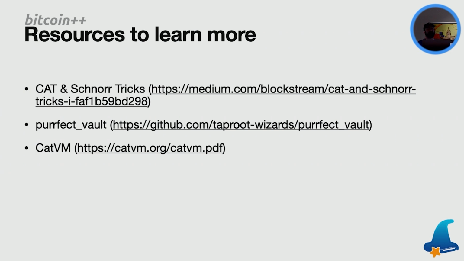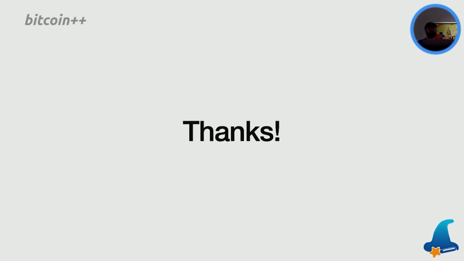And then if you want to read the CatVM book, it's at catvm.org. It is a great children's book that has a lot of good information about covenants and Merkle trees. If you read it to your children, I recommend a booming voice for the spirit of Satoshi. And that's it. Thank you so much.